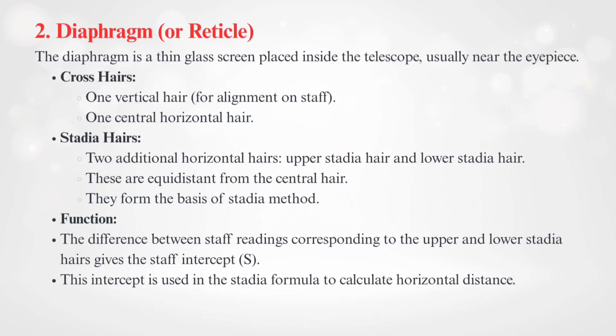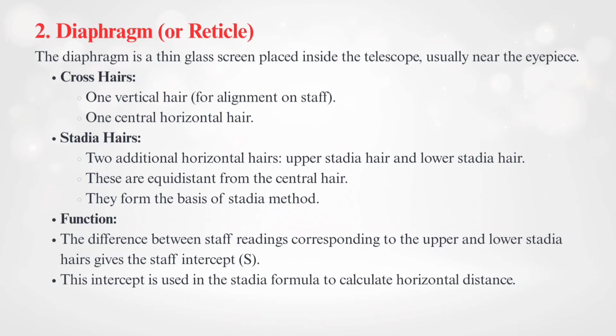Then another component part is a diaphragm. Inside the telescope there is a thin glass screen. It's called a diaphragm, or we can say it is a reticle. This diaphragm carries the crosshairs. In a tacheometer it has one vertical hair and three horizontal hairs. The central hair shows the main line of sight, and the upper stadia hair and the lower stadia hair are fixed at equal distances above and below the central hair.